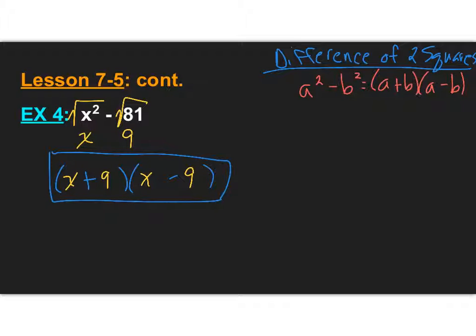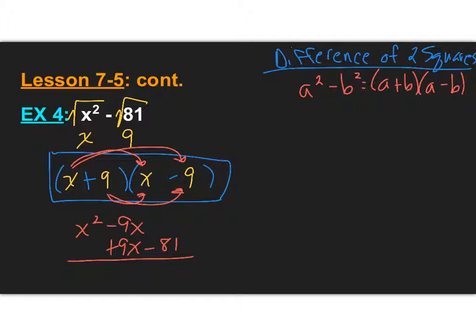I'm going to prove to you that if we distributed, so distribute the x, x times x is x squared, x times negative 9 is negative 9x. Then distribute the 9. 9 times x is a positive 9x. It's a like term to the negative 9x. And 9 times negative 9 doesn't have a like term, so it gets its own column, negative 81. As you can see, the two middle terms, the 9x's, cancel because they're opposite signs. And you end up with an x squared and a minus 81, which is identical to what we started with. So that's why this is the correct answer.